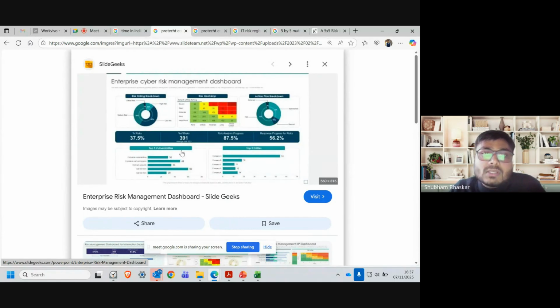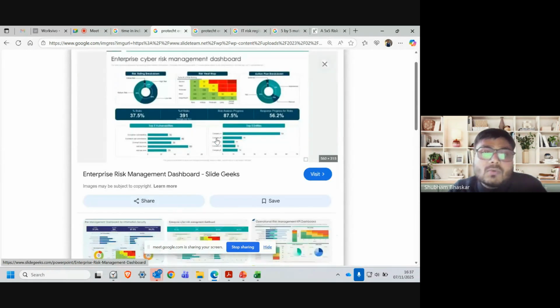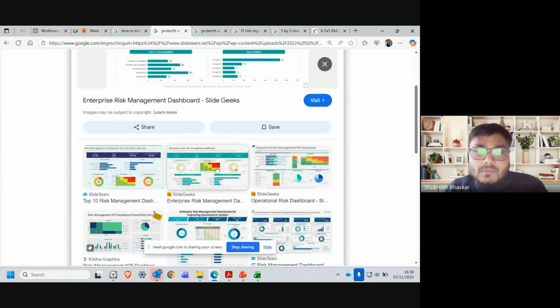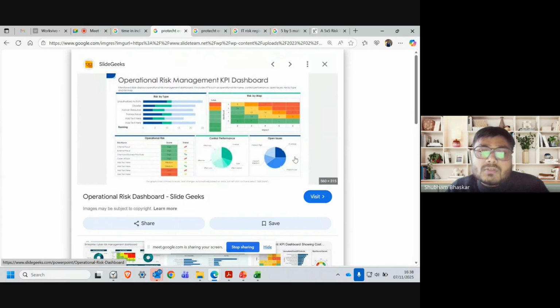Yeah, here you are seeing the top 5 vulnerabilities, top 5 entities. You can basically have any kind of dashboard. Think about it, as you can customize it, that's what I'm trying to say. And it will show you all the stats. So it's a golden finding for auditors.